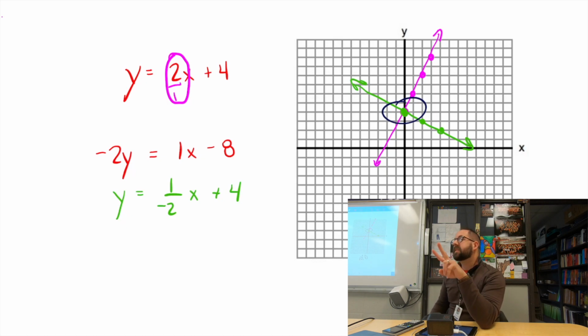All right, so that's the second one. They just happen to meet right on the same y-intercept. It happens. Happens quite a bit sometimes. Nice clean numbers.